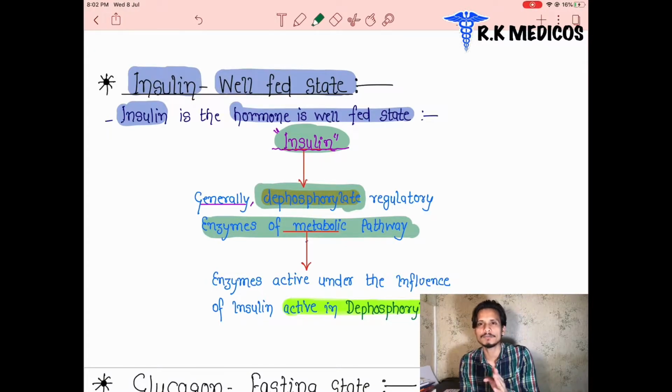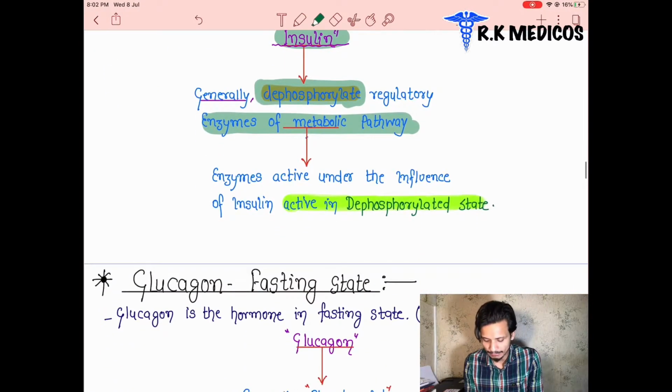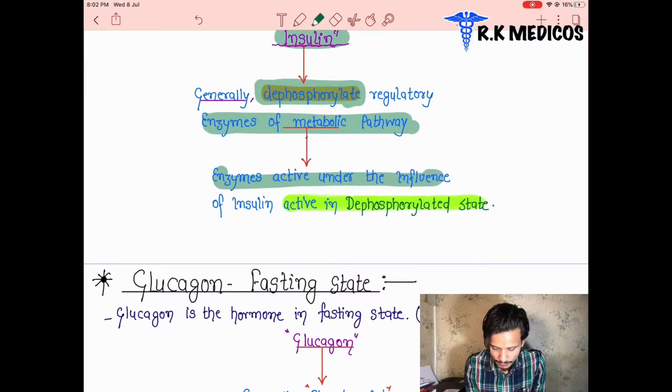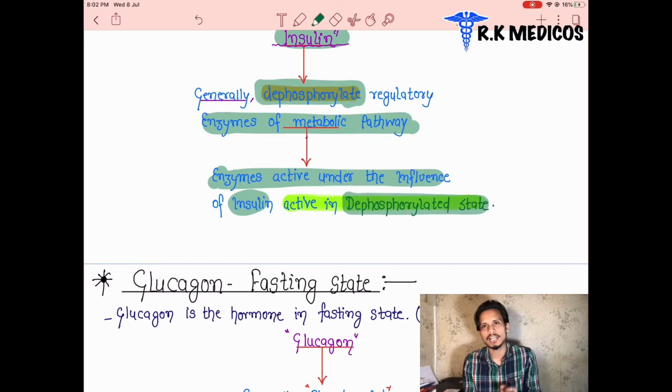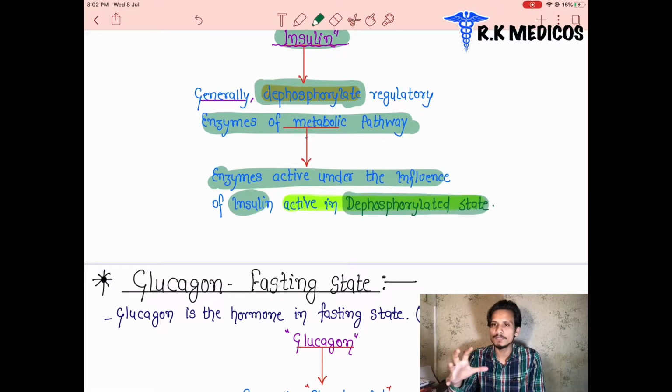Or the dephosphorylation of the enzymes of the metabolic pathway. In the next step we can see the enzymes under the influence of insulin are active in the dephosphorylated state. All the enzymes which are present in the different types of metabolic pathway get activated in the dephosphorylated state. It means which hormone is regulating their activity? That is insulin. Insulin is regulating the activity of the dephosphorylating enzymes in the metabolic pathway.